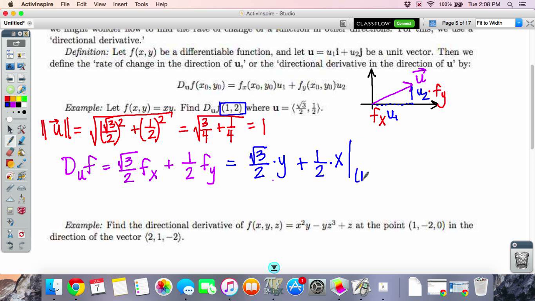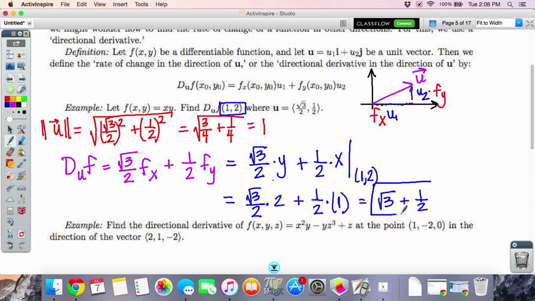So I'm going to evaluate this whole thing at the point 1, 2. So I'm going to go square root of 3/2, and everywhere I see a y, I'm going to put a 2, plus 1/2 times 1, which in the end just gets me square root of 3 plus 1/2. And that is the slope in this direction.